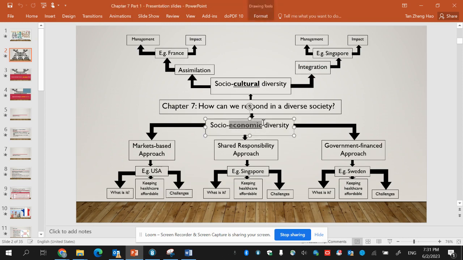When we talk about socio-economic diversity, that means the difference in the wealth and income of people. We are going to examine it through the issue of healthcare, and in healthcare, we are going to cover these two different approaches in the upcoming WA. We're going to learn about the US and Singapore. In this video, we're going to focus on France.